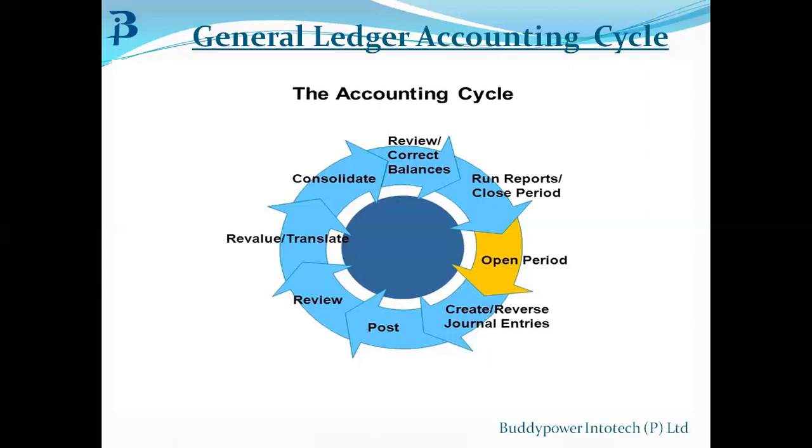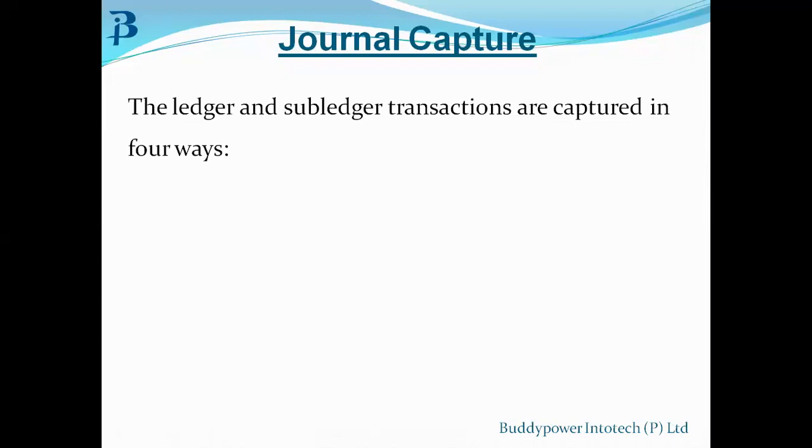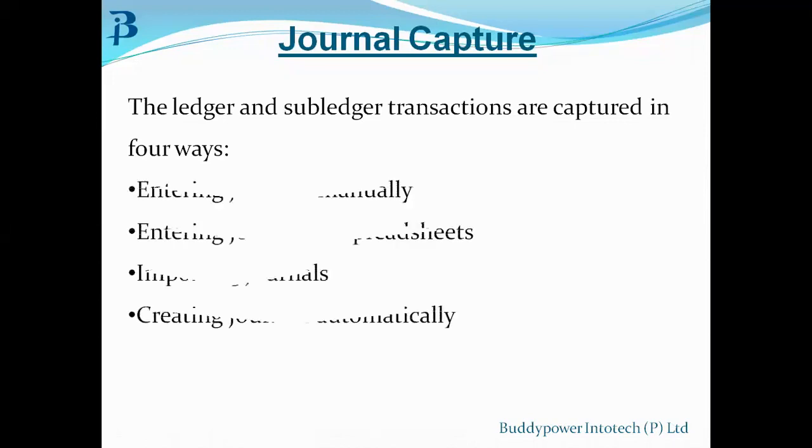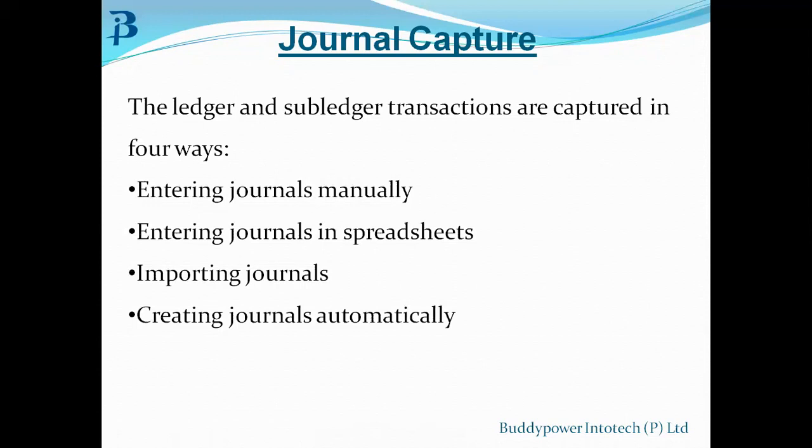But as you know, nobody is perfect. Suppose an edit is needed after the entry is posted. Either you reverse it and enter the journal again, or enter a new journal to correct the amounts where you put the wrong one. So this accounting cycle is clear to you, right? Yes, ma'am. Okay, let's move on to the next slide, which is the journal capture. The ledger and sub-ledger transactions are captured in 4 ways.